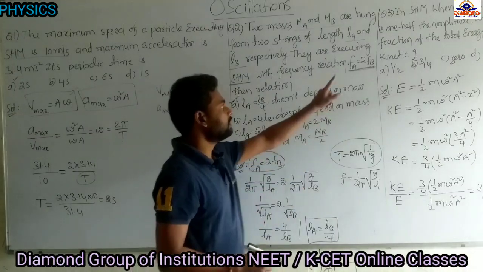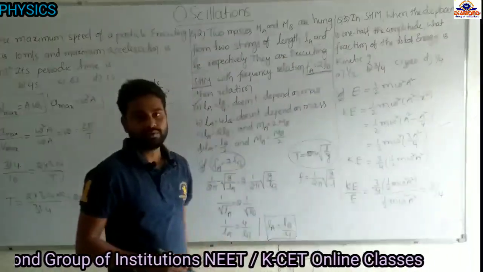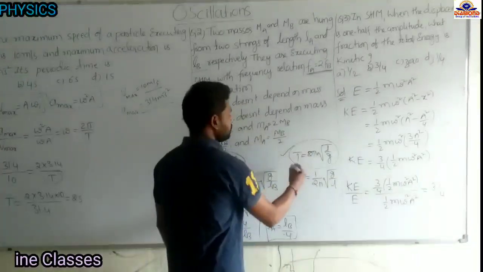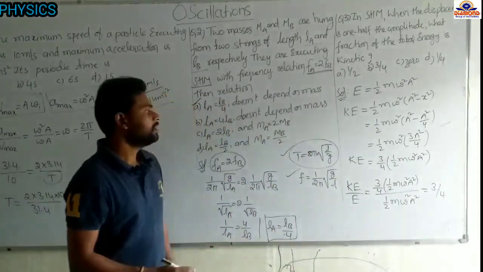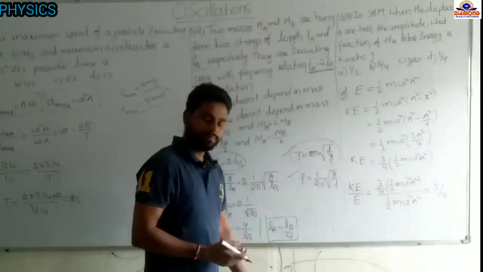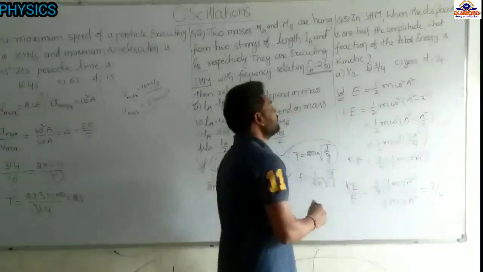In this way, what is the relationship given? From that we have to find the relationship between the lengths. So you have to remember these formulas. T equals 2 pi root L by g, the time period formula, you have to remember. Frequency we know already, it is the inverse of the time period. Okay, let's see the next question.